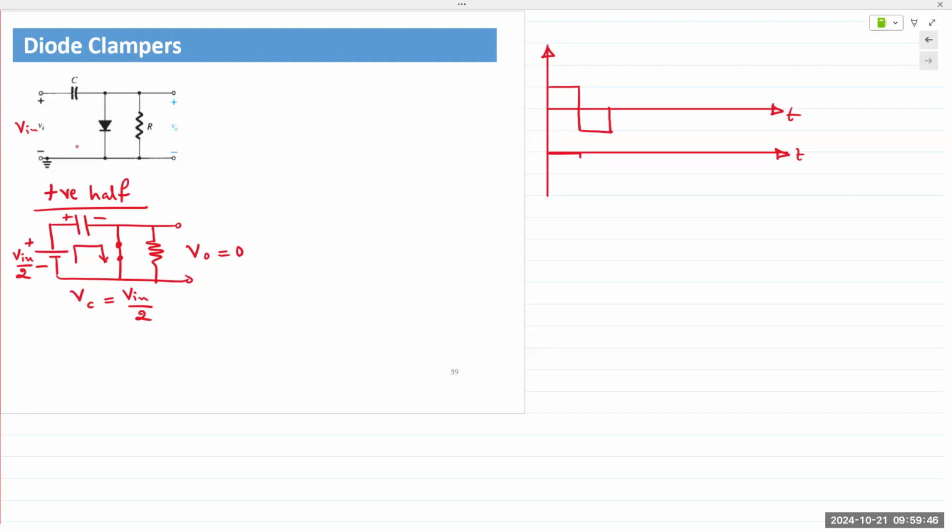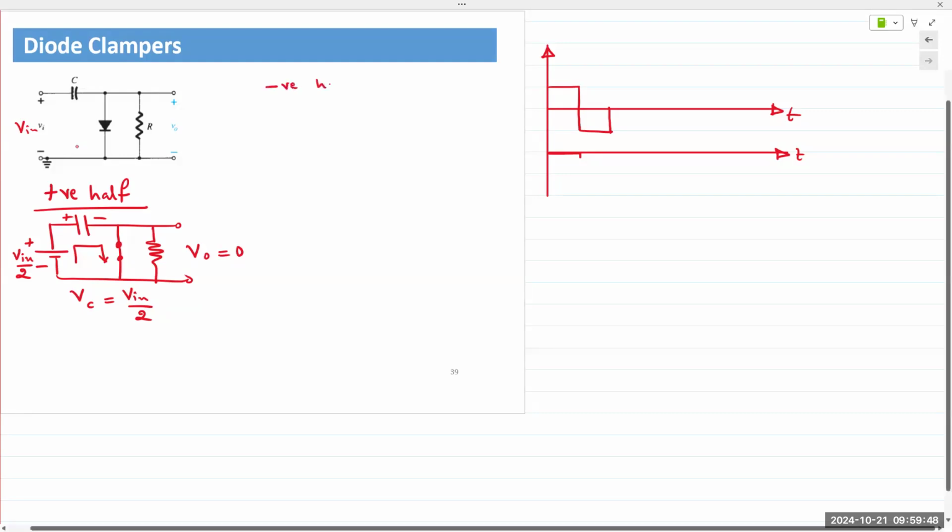In the negative half cycle, the exact opposite happens. And this is where I find this model particularly useful. Think of this as a battery. So you get plus minus, and now you have a capacitor plus minus. Negative half cycle, the cathode is connected to the positive end, so it's off.